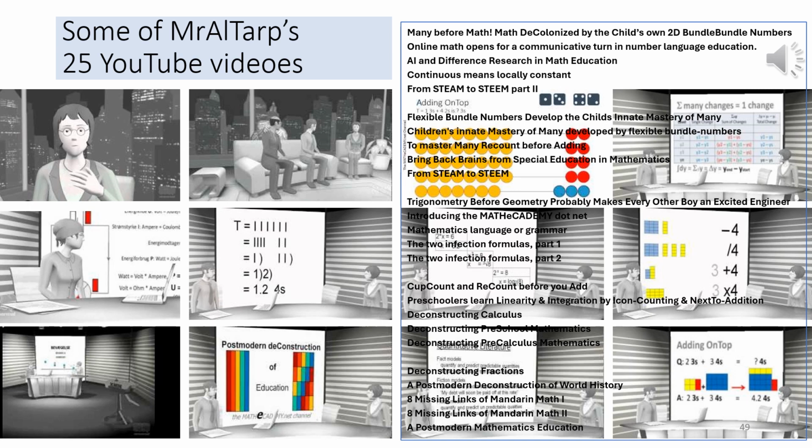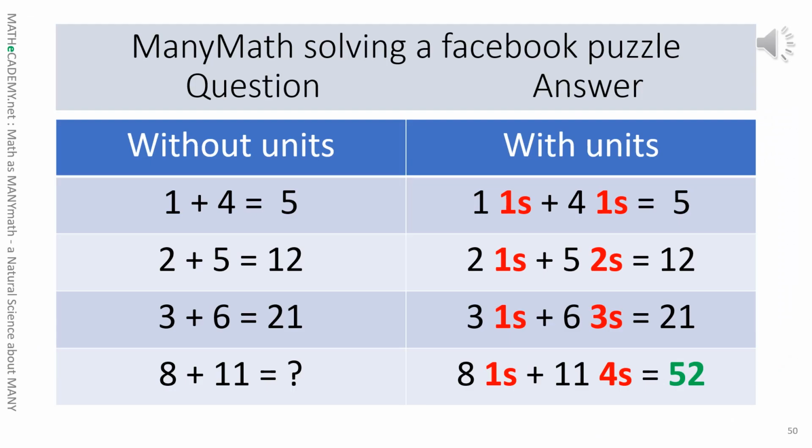Many before math. Mathematics decolonized, by the child's own 2-dimensional bundle numbers. And flexible bundle numbers, develop the child's innate mastery of many. And trigonometry before geometry, probably makes every other boy an excited engineer. And preschoolers learn proportionality and integration by icon counting and next to addition. And deconstructing fractions. And a postmodern mathematics education. And many more.